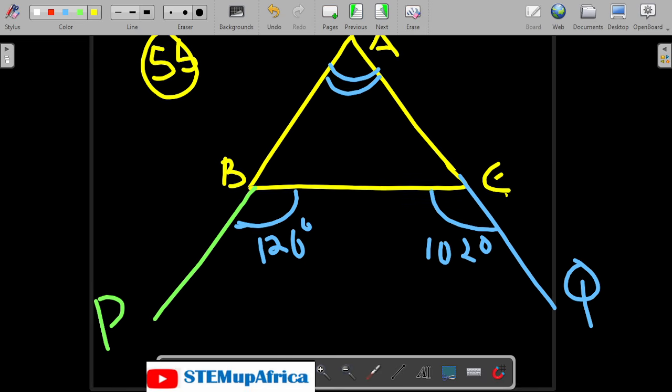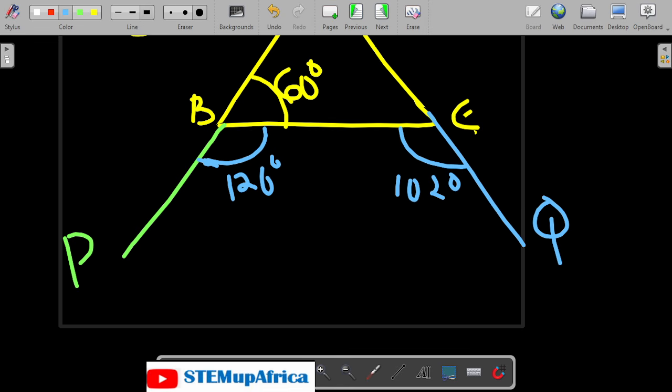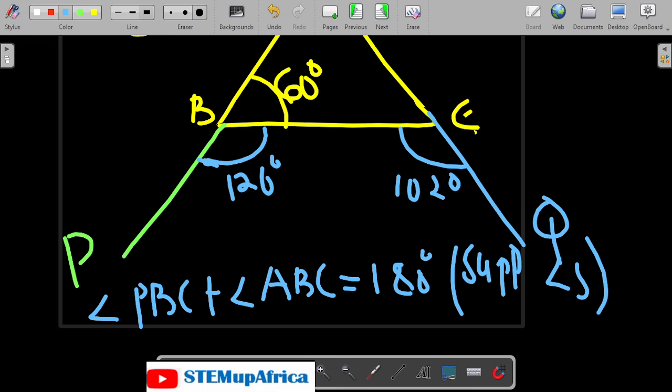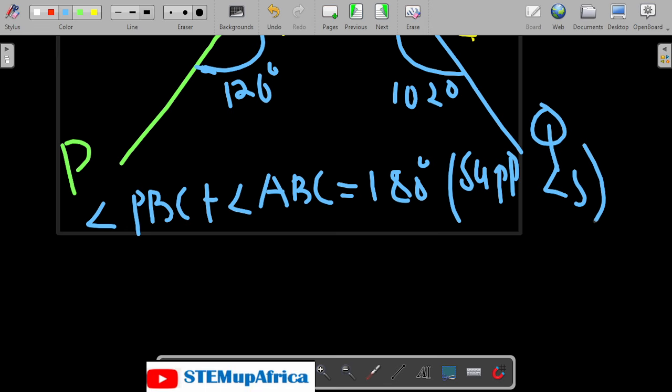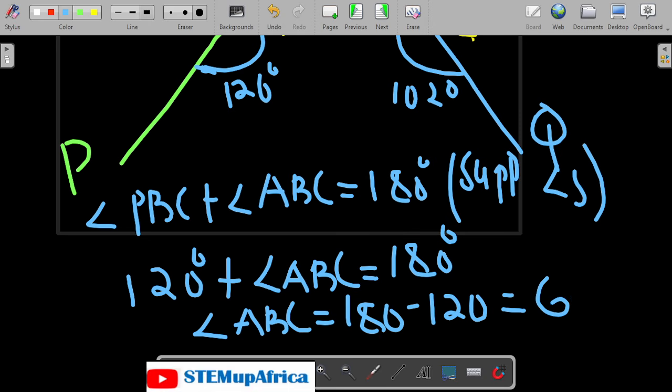So I first find this angle first. Let's look for this angle. Here will give me 60 by applying sum of angles in a straight line, or supplementary angles. Two angles are supplementary if their sum is 180. So what are we having here? I have to put that in writing by saying angle PBC plus angle ABC equals 180. I can put the reason: supplementary angles. So let's see. I'm having 120 degrees plus angle ABC equals 180. So angle ABC is 180 minus 120, which is 60.